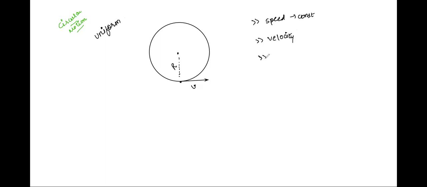and acceleration is also variable. How? I will just tell you. Both are variable. Some students might be tempted into thinking that they are constant, but actually they are not. Why? Because velocity and acceleration are vector quantities, and their magnitudes may be the same, but their directions will keep on changing.